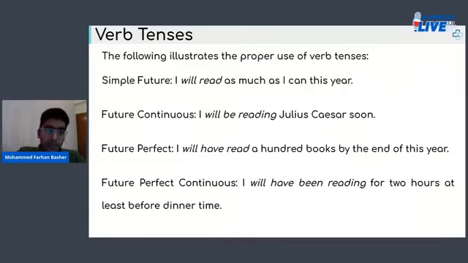Okay? Now, moving on to future perfect continuous tense. I will have been reading for 2 hours at least before dinner time. Again, the definition is similar to the definition of future perfect tense, right? So only in this case, you're talking with the action in the continuous tense. So I will have been reading. Instead of saying I will have read, you say I will have been reading for 2 hours at least before dinner time, right? Or I will have been studying in this college. I will have been studying in this college for 4 years by next year.